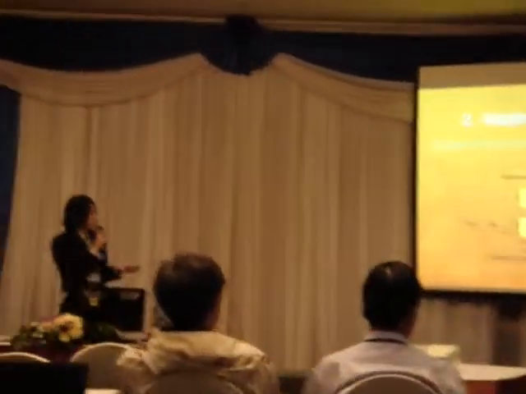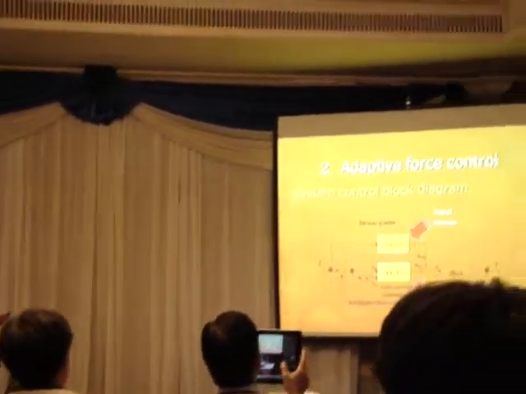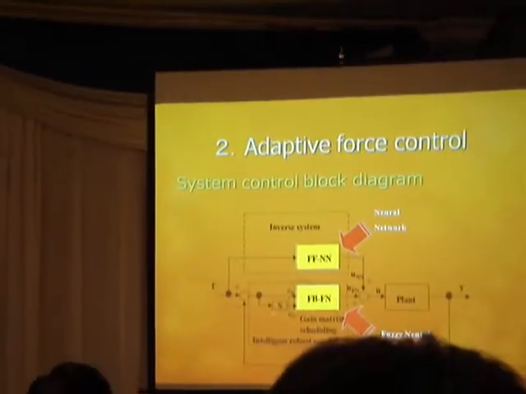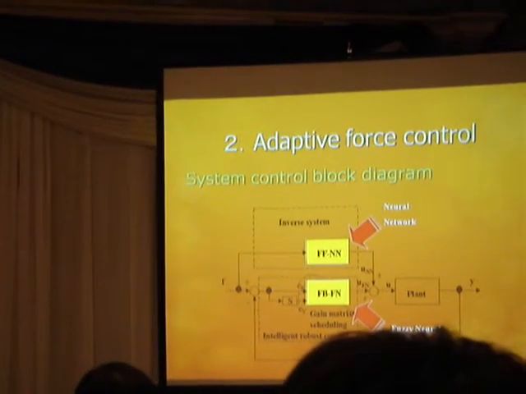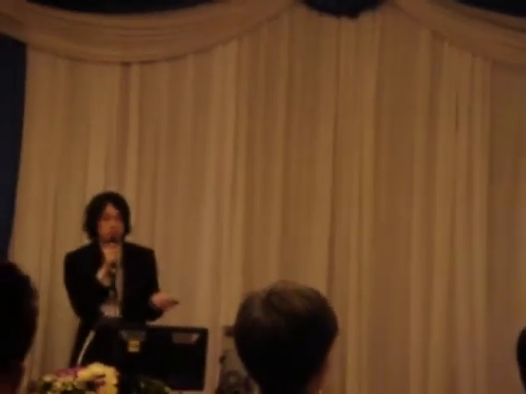Adaptive force control. This is the system control block diagram. This block is the feedforward neural network, and this block is the feedback fuzzy neural network. I'd like to explain the proposed system.